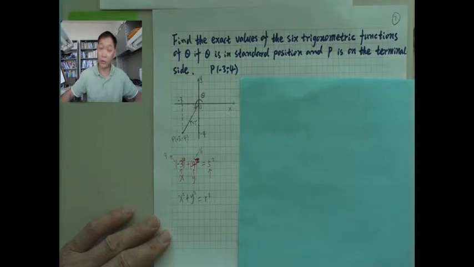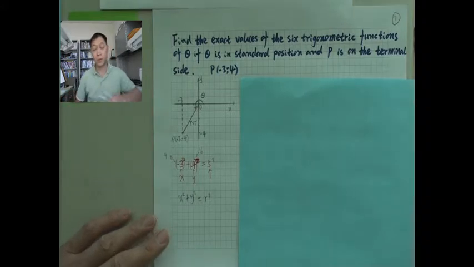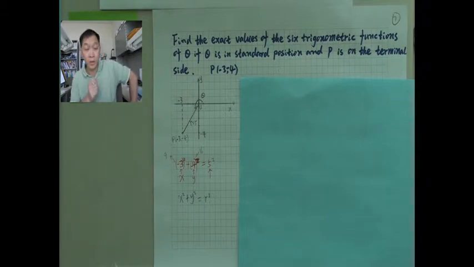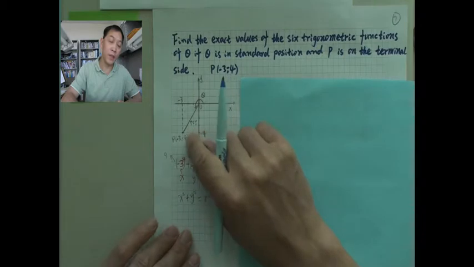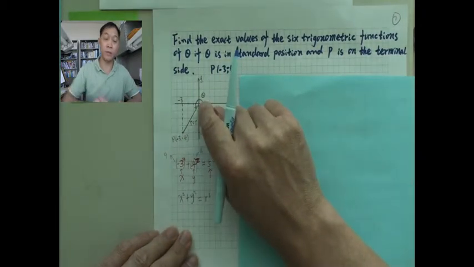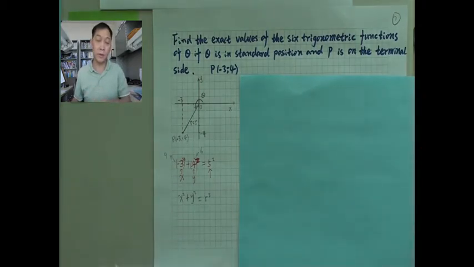3, 4, 5 is special. Okay? It is not the case for 4, 5, 6. Okay? Only 3, 4, 5. So we know this length is 5 and is always positive. The length is always positive.